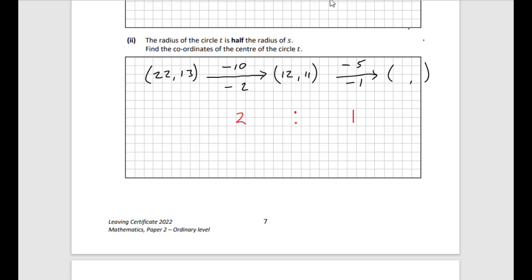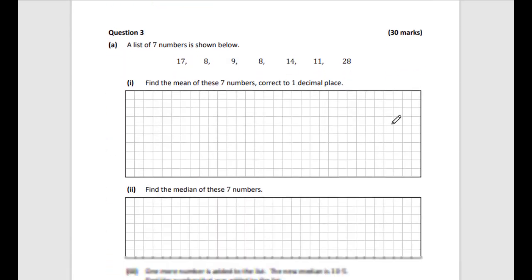So from the x we're going to subtract 5, so that'll give us 7. From the 11 we're going to subtract 1, so that'll give us 10. So the answer then is 7, 10. Okay, so let's have a look at question 3.